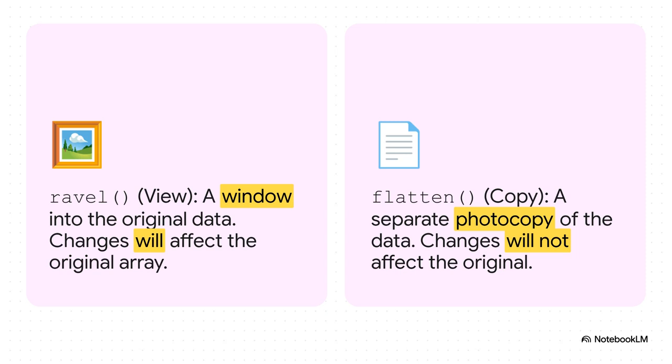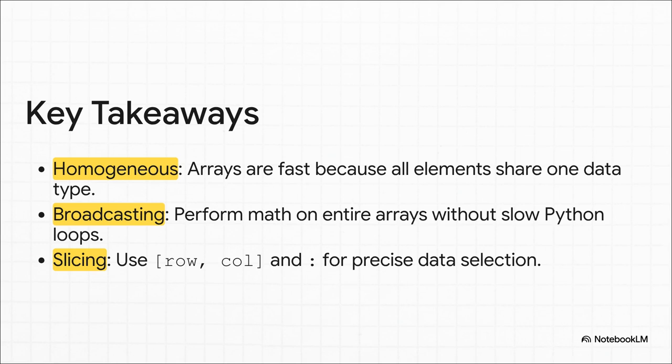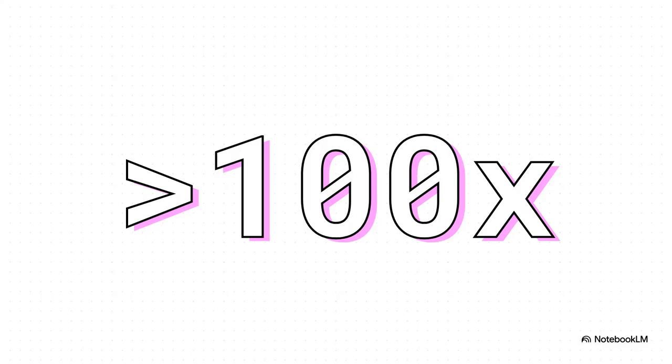Okay, let's wrap this up and put a bow on it. What are the big ideas? First, NumPy arrays are fast and efficient, because everything inside them is the same data type. Second, broadcasting is that bit of magic that lets you do math on entire arrays at once, no loops needed. And third, that slicing syntax with commas and colons gives you surgical precision to grab exactly the slice of data you need. And really, why do we learn all this?